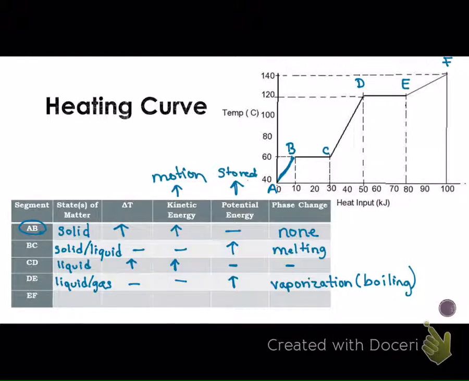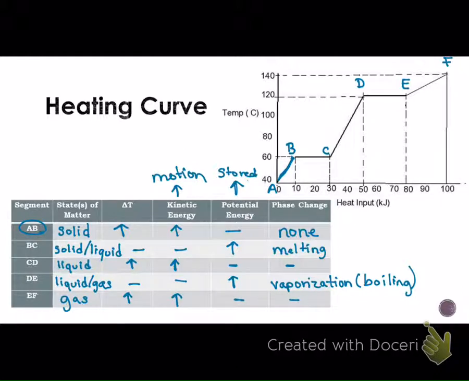And then we can see we're back to our last slope. So we have segment EF. At this point, it is now all in the gaseous state. Delta T is increasing. Therefore, motion energy is increasing. Potential energy is going to remain constant. And phase change, there's none because it's now all in the gaseous state. So that's a heating curve.